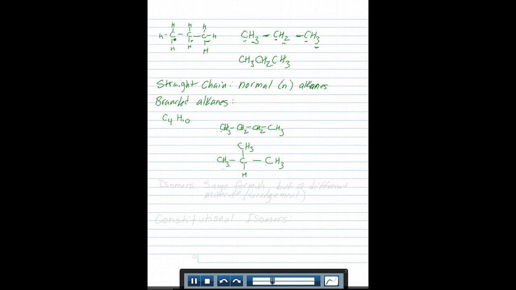Okay, this is what is called an isomer. These are what isomers are. Okay, same formula, but a different molecule. Okay, or you can say it as a different arrangement. I think your book calls it arrangement, where the atoms are arranged in a different order. They're not 4 in a row. You've got 3 in a row and then something branching off of it.